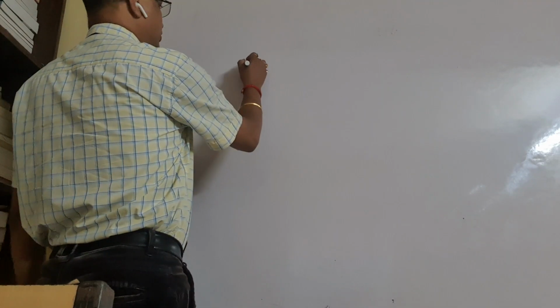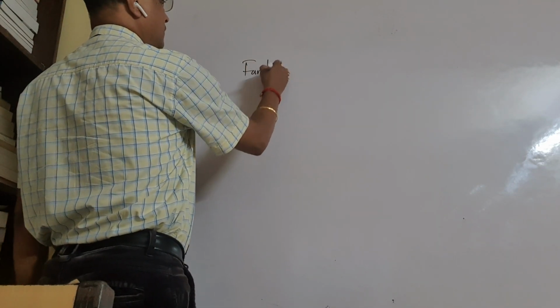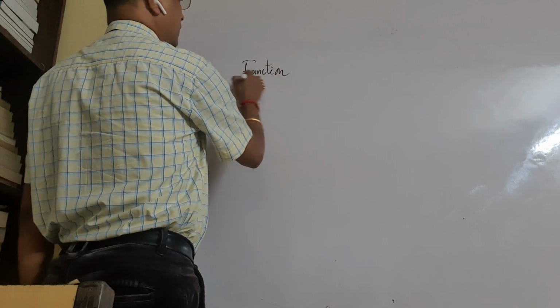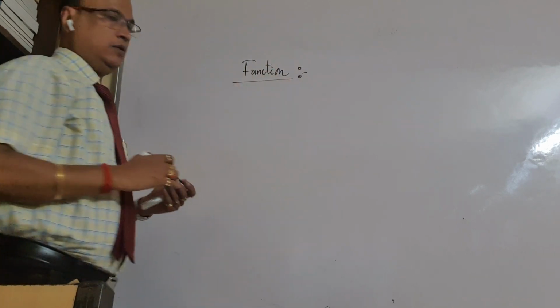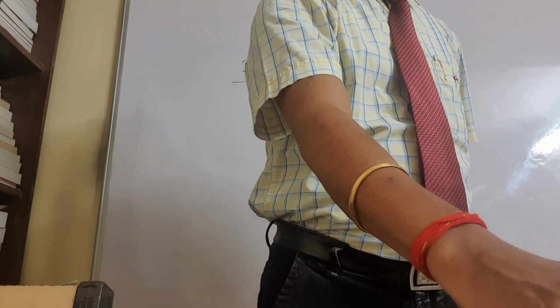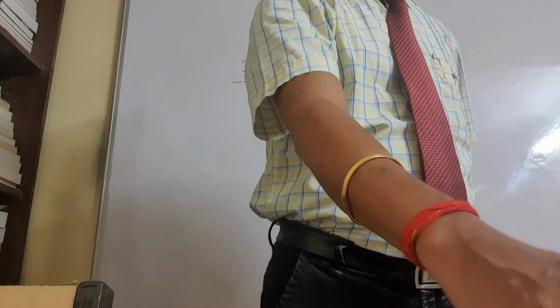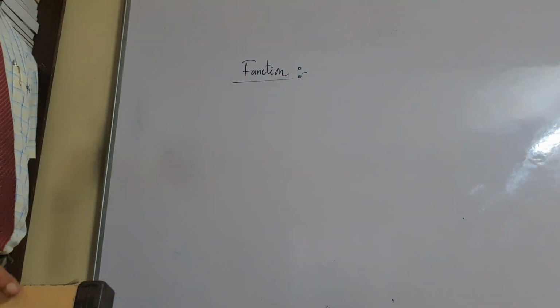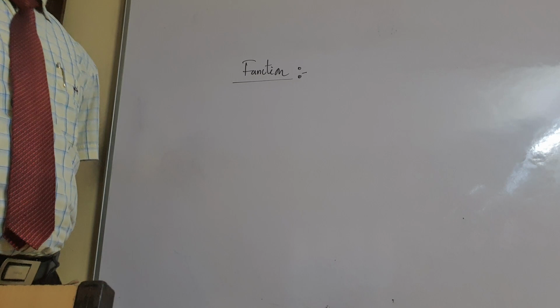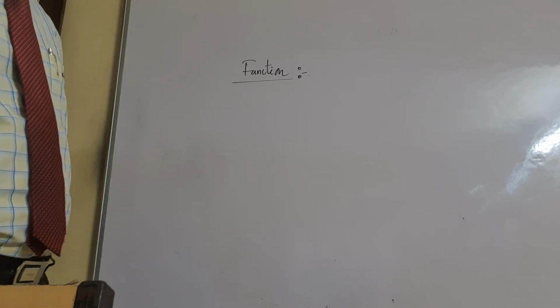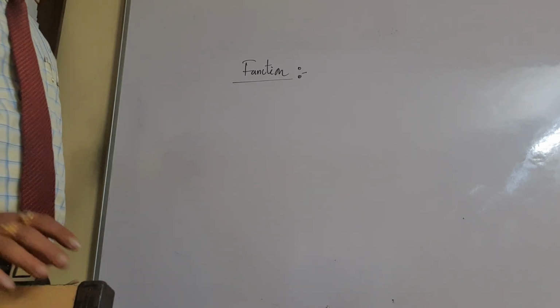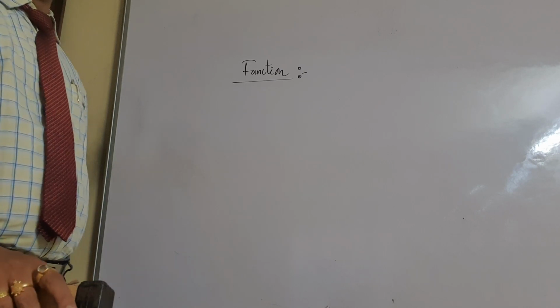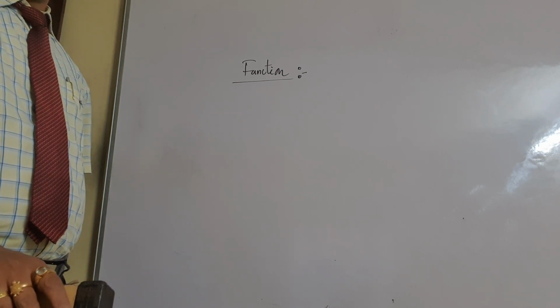So today we are supposed to start function. In this chapter we have already discussed relation, we have discussed Cartesian product, and based on this two exercises of NCERT is already done. So today we are going to start function. We must have a clear cut idea about the function, and what is the difference between relation and function should be clear for us.